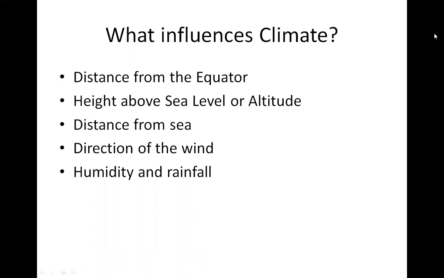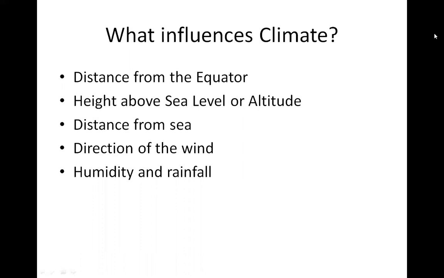Height above sea level, or altitude. Altitude is the height of a place above sea level. As the height of a place increases, there is a decrease in temperature. This means that places that are at higher altitude are colder than the places at lower altitude.